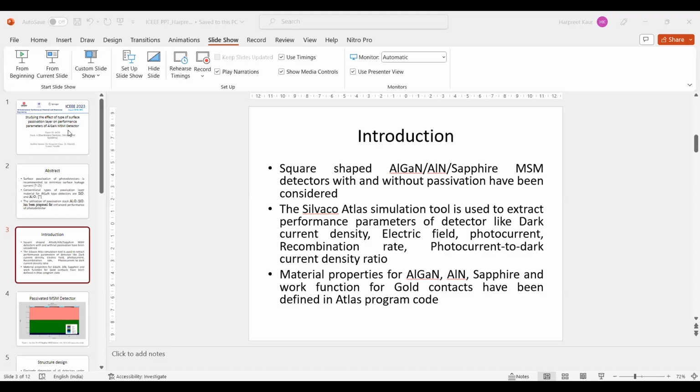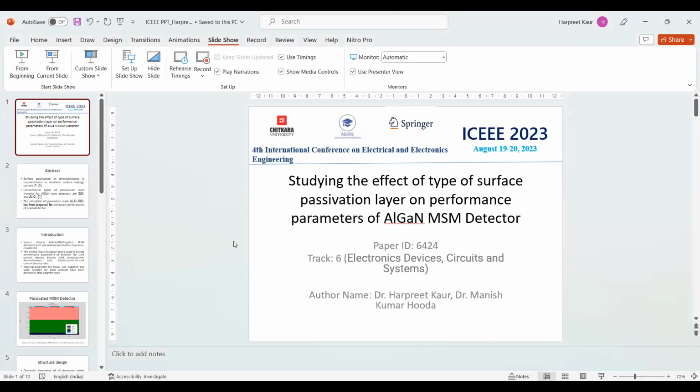Good morning, all. Today I am presenting our research paper, the title of which is Studying the Effect of Type of Surface Passivation Layer on Performance Parameters of AlGaN MSM Detector.